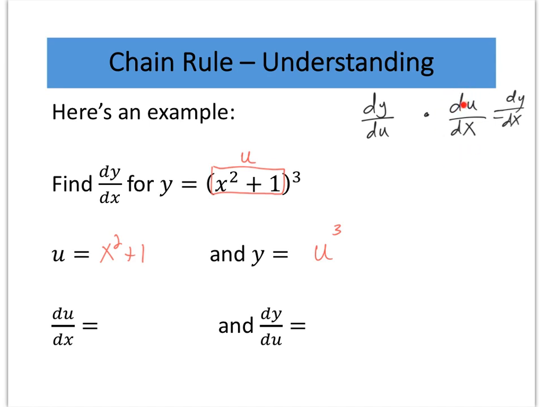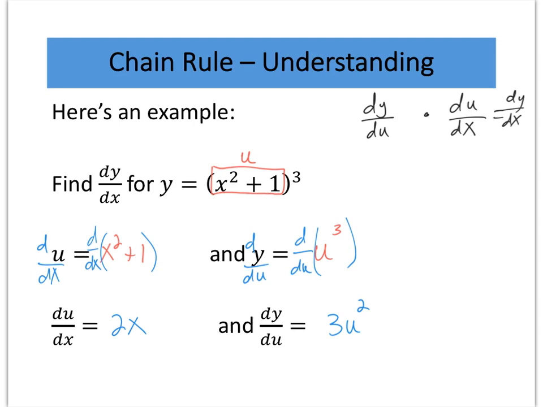But then we can take du dx. So here is u. If I take the derivative of u on both sides, I'll do that in a different color, du over dx of this stuff, I get 2x. And if I take the derivative of y with respect to u, dy du, I get 3u squared. And so how do I put this all together?